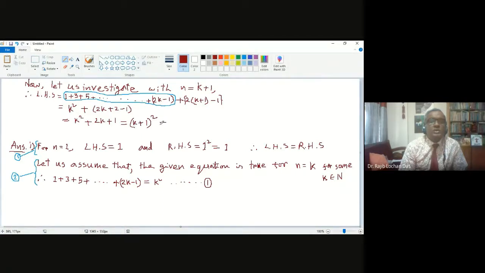So do you think it is the right hand side? It is the right hand side, yes, when n equals k plus 1. So if you put n equal to k plus 1, the right hand side is k plus 1 whole square. That means n square, so it is matching with the right side. Okay. So this part is coming here as k plus 1, and this is coming from equation number 1.